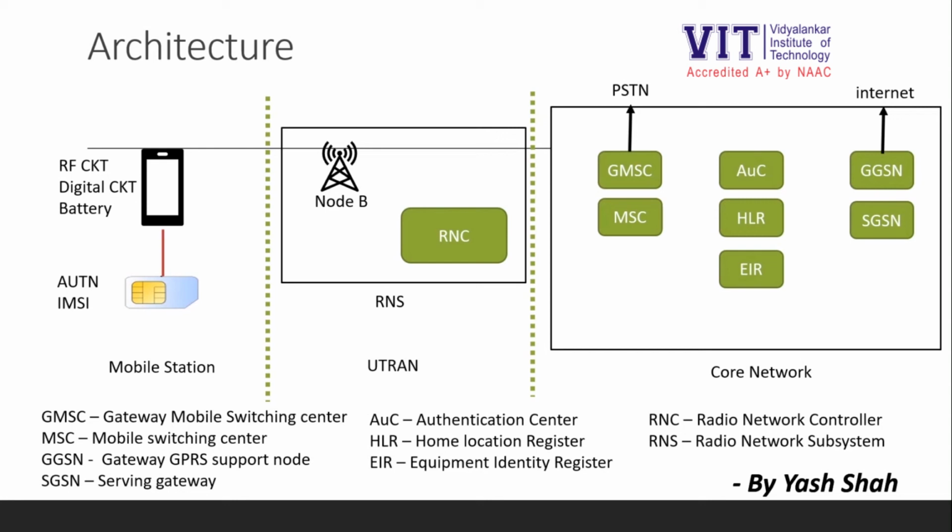The next is the serving gateway. The serving gateway, SGSN, helps us to convert a voice signal into a digital signal or packet data that can be sent over the internet. And to send it over the internet, the packet data is moved through a gateway GPRS support node, that is GGSN. So let us see the security aspect of UMTS.